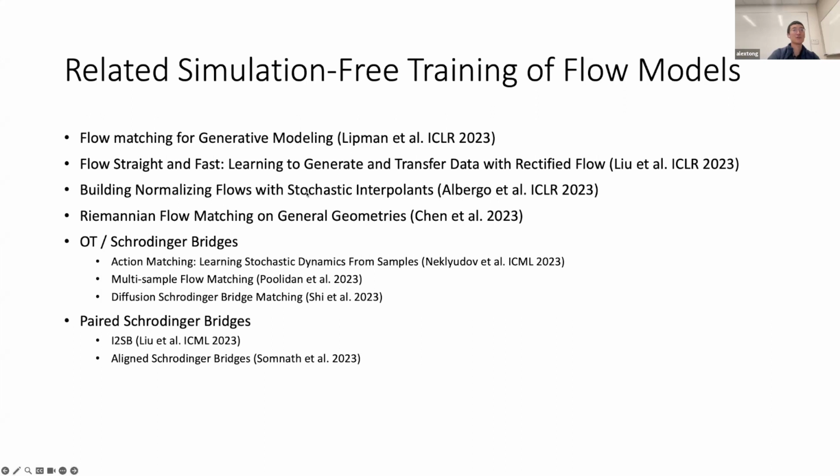Michael has some code, but it's not perfect, right? This one actually has code. So Facebook released Riemannian flow matching with code. Code came out like last week, I think. Action matching has good code. I'm sure you'll hear about that. Diffusion Schrödinger bridge matching has code. This one has code. This one does not have code. So yeah, there's sort of some code, but not a lot of code.